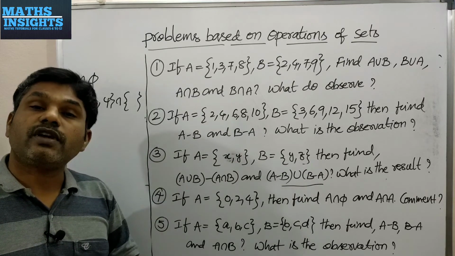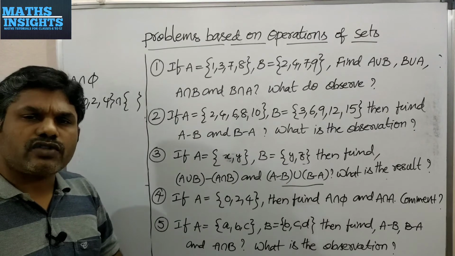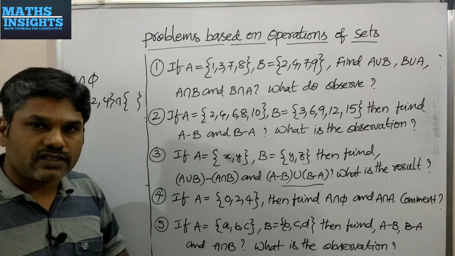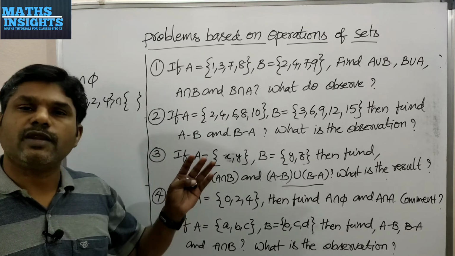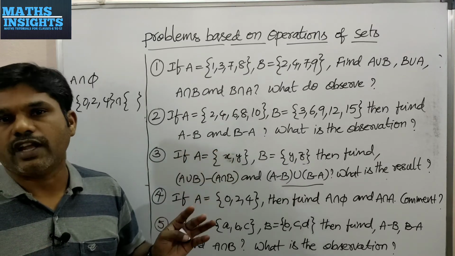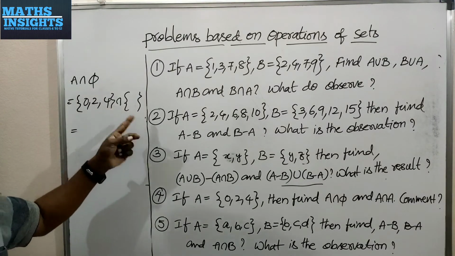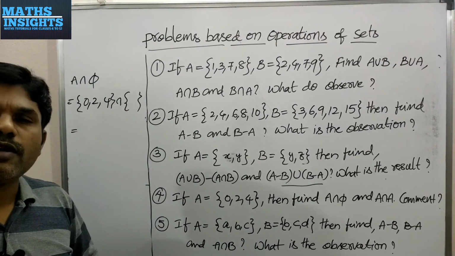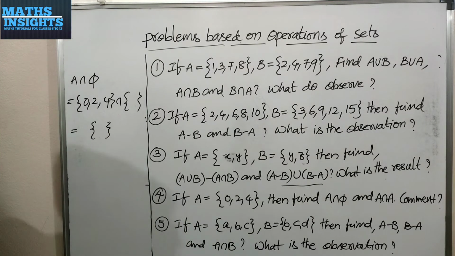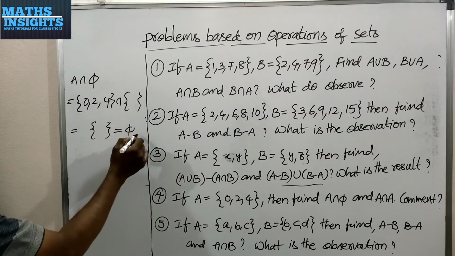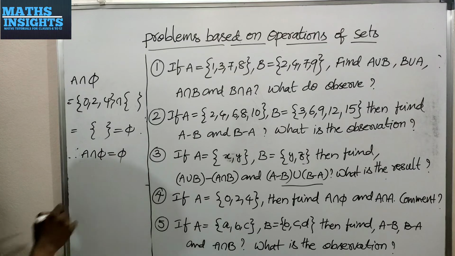Some students may make the mistake that they will write 0 in that. So 0 is also one element. Here the value is not important, whether it is an element or not. 0 is an element. Therefore, if you see what are the common elements in these two, no common elements, means again a null set. Therefore, you will write the null set, that is equal to phi. Therefore, A intersection phi is equal to phi.